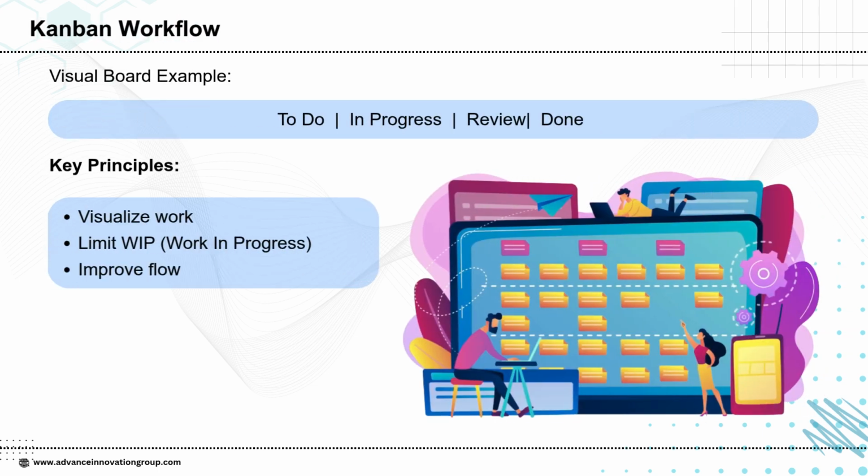This slide explains the Kanban workflow, which uses a visual board to track work from to-do to in progress, review, and done. Kanban focuses on three key principles: visualize work so everyone sees task status, limit WIP to avoid overload, and improve flow by removing bottlenecks. It helps teams deliver continuously and efficiently.